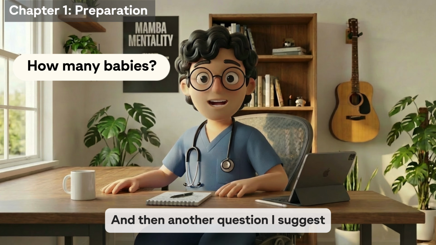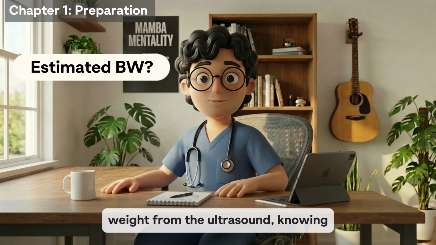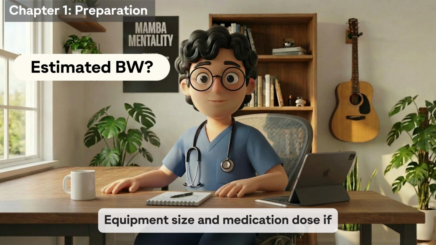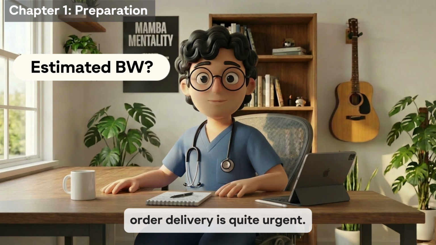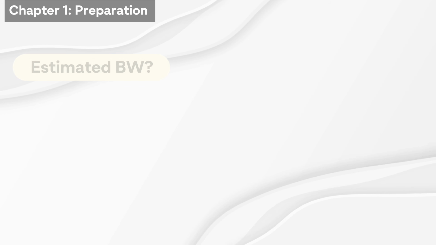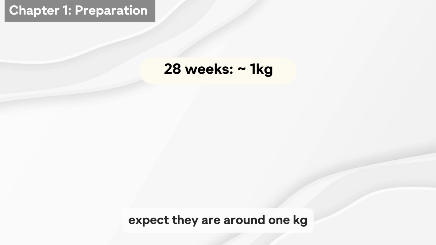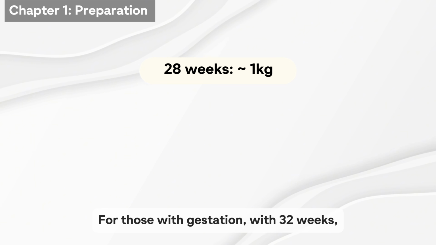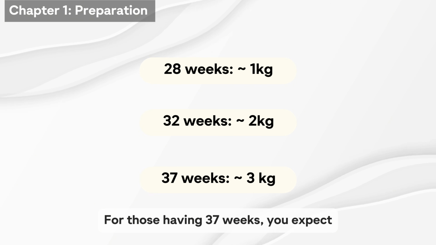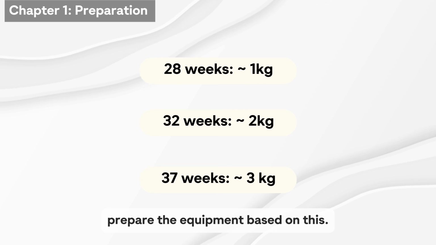Another question I suggest you ask is any recent estimated body weight from the ultrasound. Knowing the weight prepares you for the equipment size and the medication dose. If they don't have a recent ultrasound or the delivery is quite urgent, use this rule of thumb to mentally prepare. For babies at around 28 weeks of gestation, you expect they are around 1 kilo. For those at 32 weeks, you expect around 2 kilos. For those at 37 weeks, you expect around 3 kilos. So you can prepare the equipment based on this.